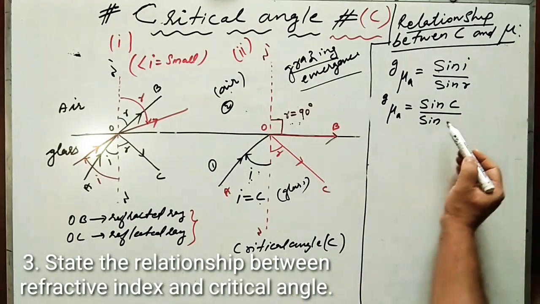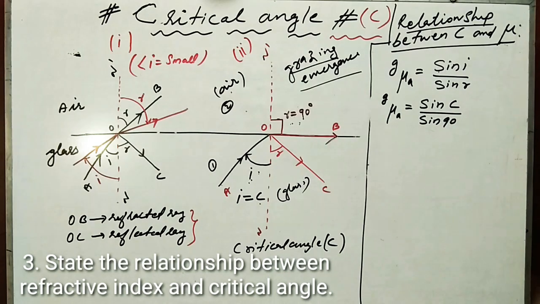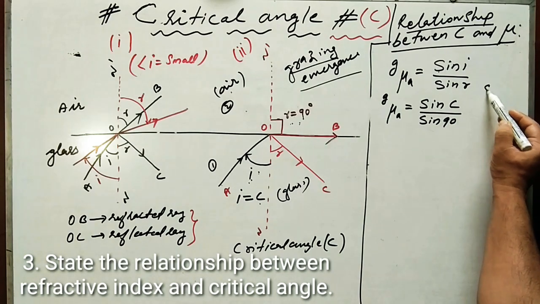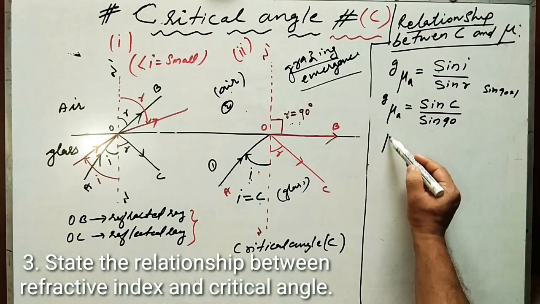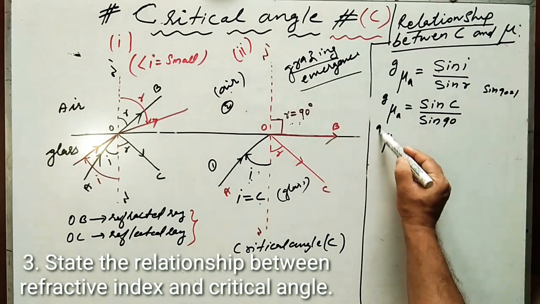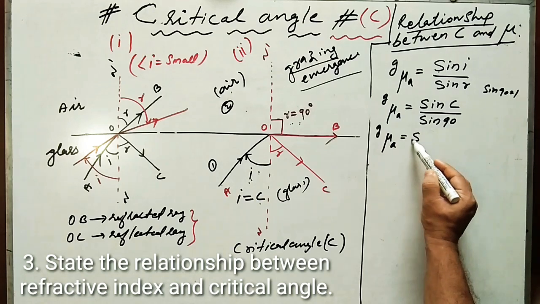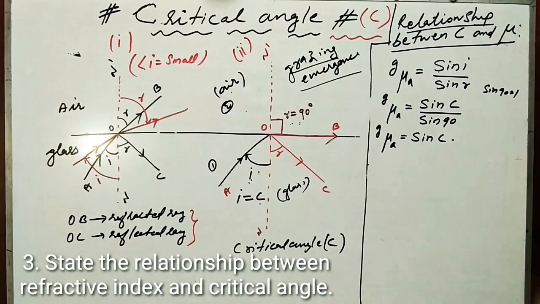What is the value of R here? Sine 90. You know the value of sine 90 is equal to 1. So I can write the refractive index of air with respect to glass is equal to sine C, sine of the critical angle. Is it clear up to here?